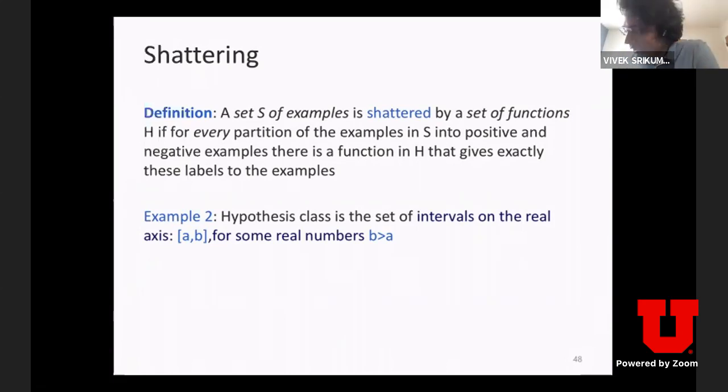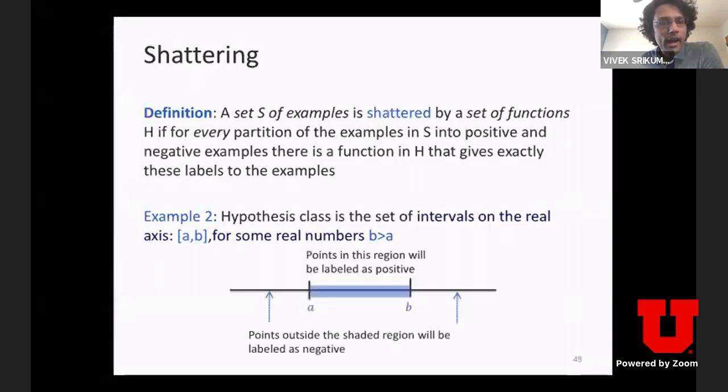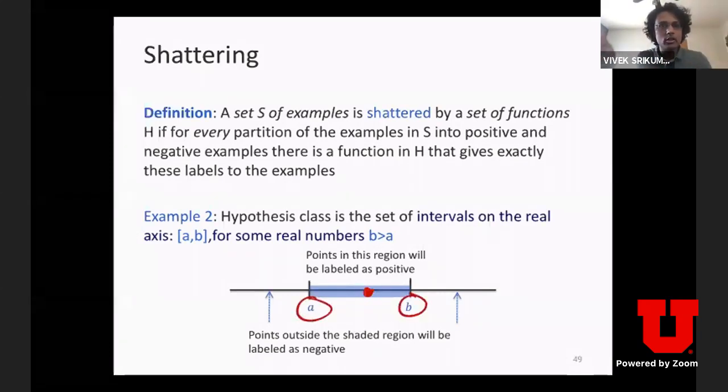This time, we're going to consider an interval. The hypothesis class is an interval defined by two numbers, a and b, and the way the hypothesis class function works is, if an instance lies in between a and b, if a is less than x less than b, then you label it as positive. Otherwise, you label it as negative. So everything in the shaded region is positive. Everything outside the shaded region is negative. And the way we get to pick a function is we get to choose a and b. We choose the bounds, either it shrinks or it grows or so on.